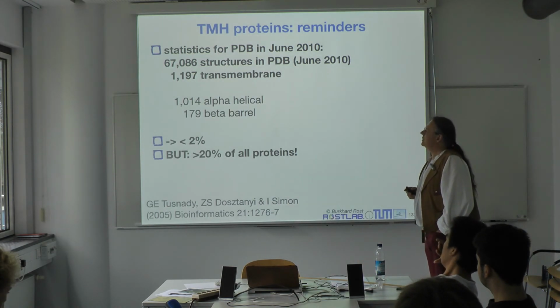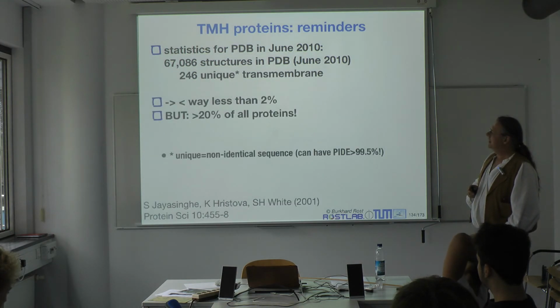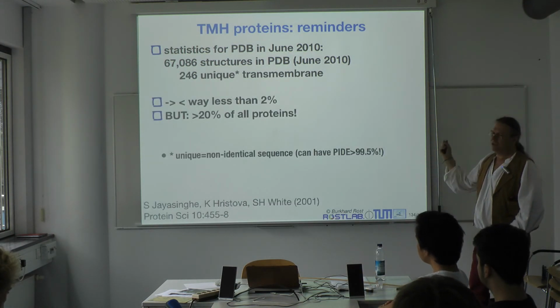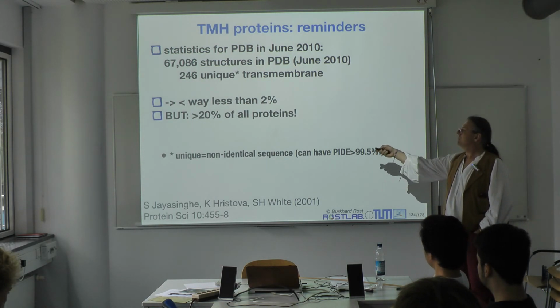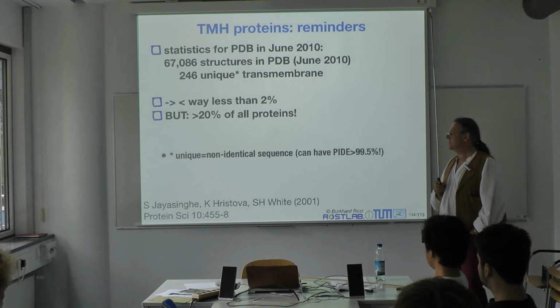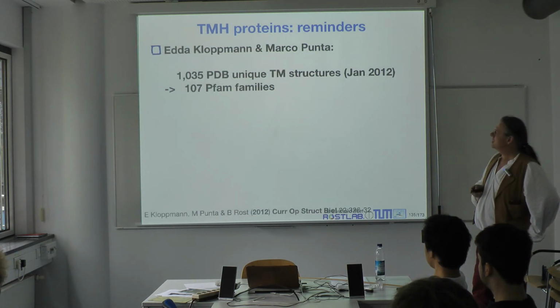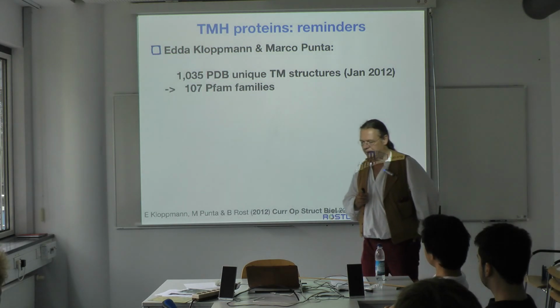Let's get into the question of how many membrane proteins we know structures of. Today, we believe that about 20-something or 25% of all human proteins are membrane proteins, but for fewer than 2% of those, we know the structures. And that is essentially, as I told you, because it was so difficult to do the structures.